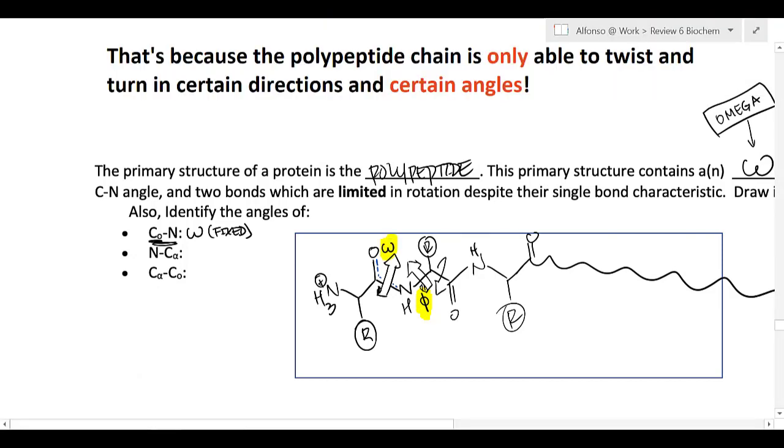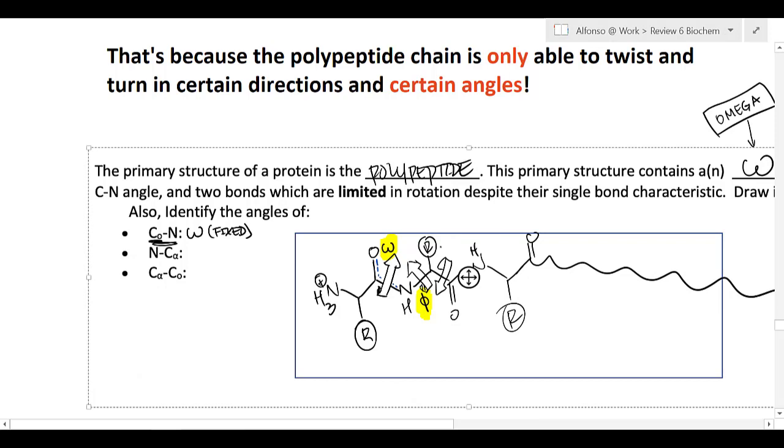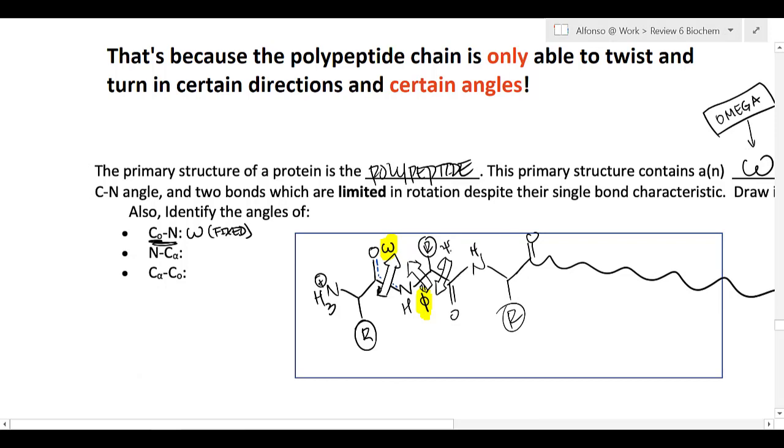And this angle right here is called what? This is the psi angle, which looks like that. It's like a trident. Yeah, it looks like a trident. Or maybe that's how I draw it. No, I think you're right.